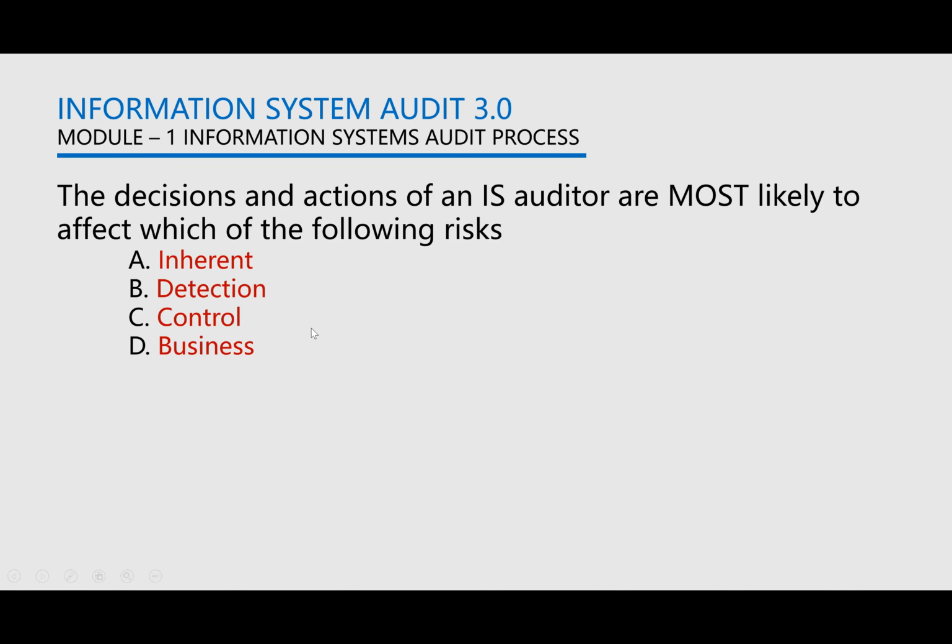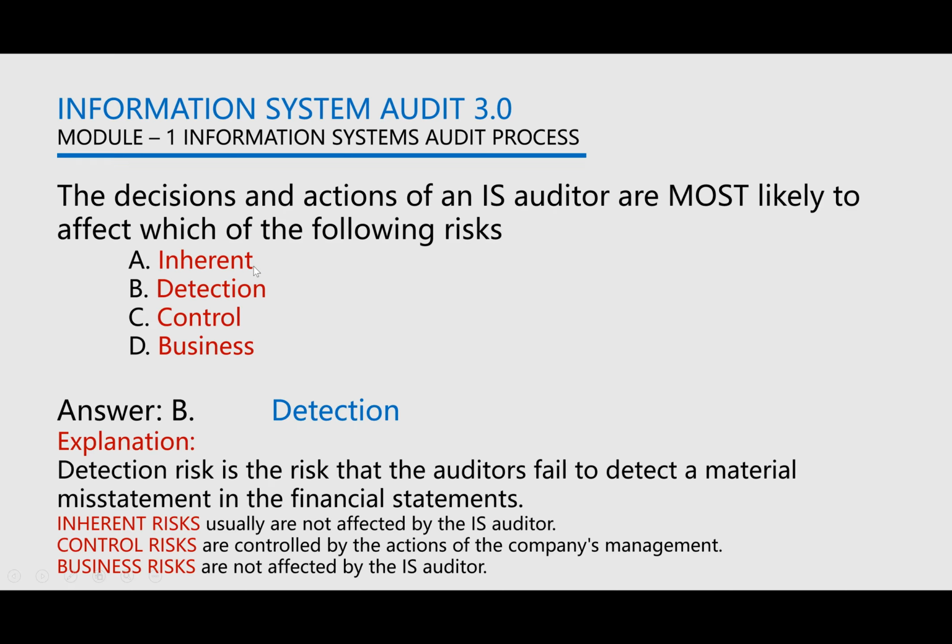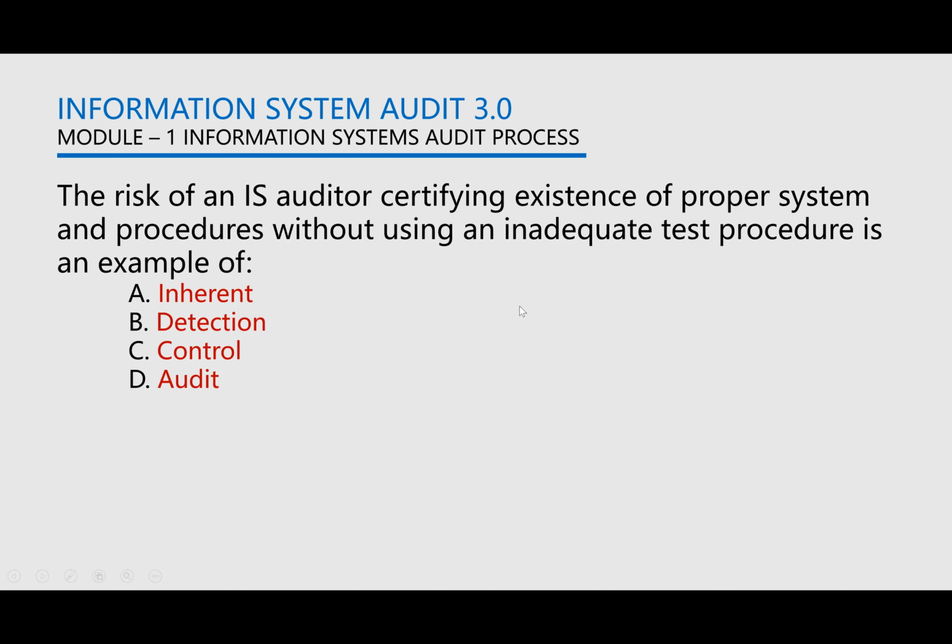Detection. Inherent risk comes with the business. Detection risk is the risk where an auditor fails to detect a material misstatement in the financial statement. The risk of IS auditors certifying the existence of a proper system and procedure without using adequate test procedures is an example of this. Again, this is very simple. I am certifying it without using proper procedure for testing the entire sample.